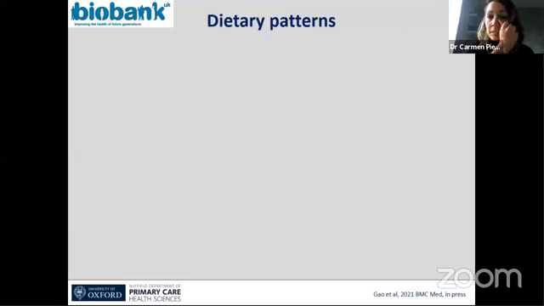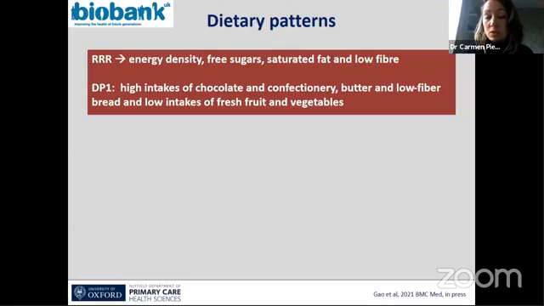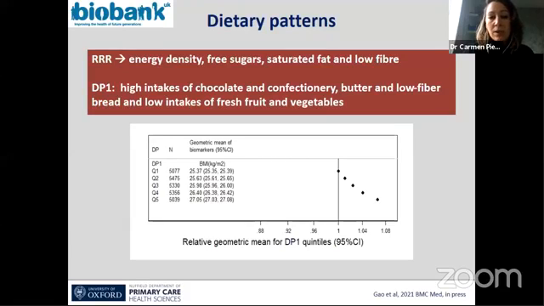And then secondly, this is a study we have conducted on dietary patterns in the UK Biobank, where we used reduced rank regression, looking at patterns that explain energy density, free sugar, saturated fat, and low fiber. One dietary pattern that emerged very clearly, high in chocolate confectionery, butter, low fiber bread, and low intakes of fruit and vegetables, again found a clear linear trend with BMI. So people scoring higher with this dietary pattern had a higher BMI. Again, this study found a very clear linear trend in risk of cardiovascular disease and diabetes, which is mediated by BMI.